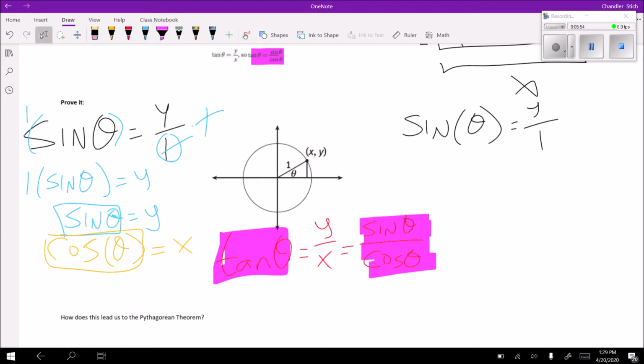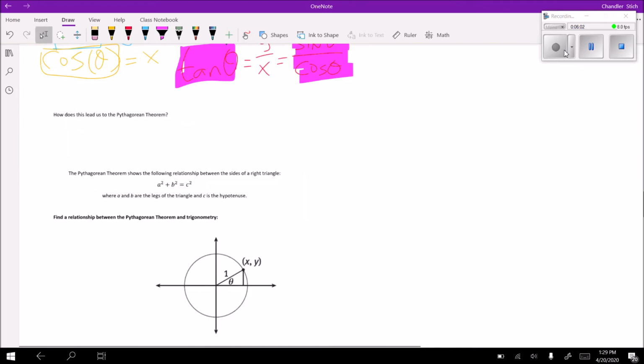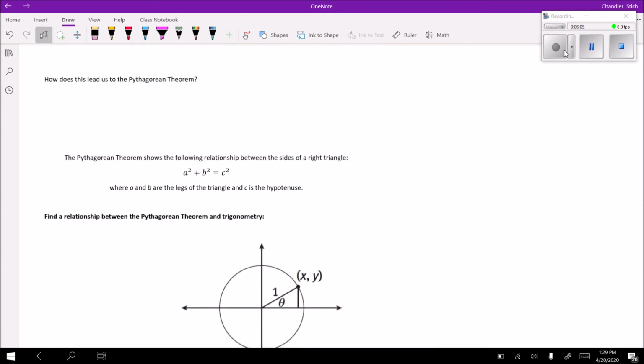All right. Well, how does this lead us to the Pythagorean theorem? What is the Pythagorean theorem? If we look down to the next page, the Pythagorean theorem shows the following relationship between the sides of a right triangle: a squared plus b squared is equal to c squared, where a and b are the legs of the triangle and c is the hypotenuse. You know this. This is probably the biggest theorem in math. What was the one that I said earlier this year was pretty big? Oh, the fundamental theorem of algebra was pretty big. And also that you can't have 0 in the denominator is massive. But the Pythagorean theorem, if you don't know by now, is easily the biggest theorem in math.